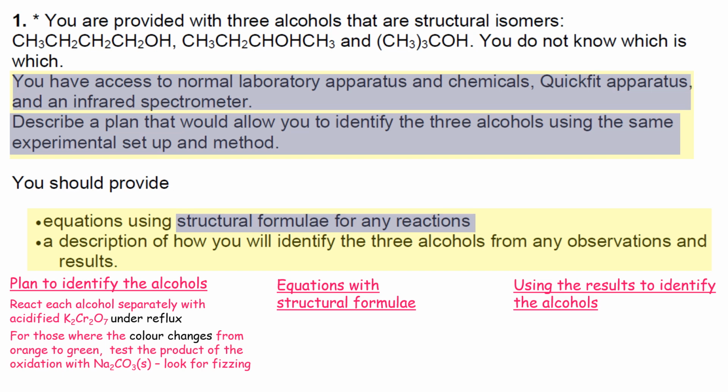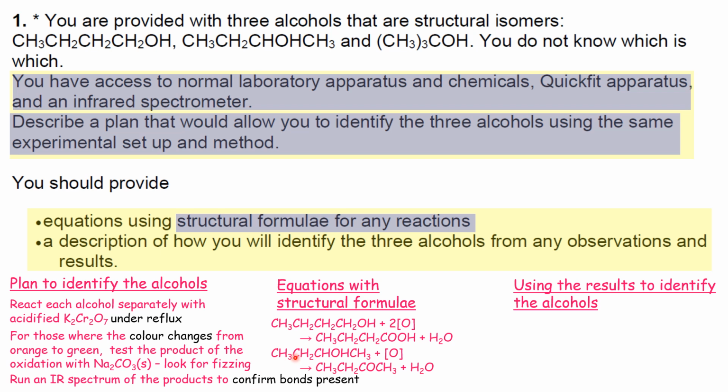As you're probably also aware, the color change for acidified K2Cr2O7 goes from orange to green. That indicates visually that an oxidation has happened. And you can run an infrared spectrum of the products of the oxidation to confirm any bonds that are present.